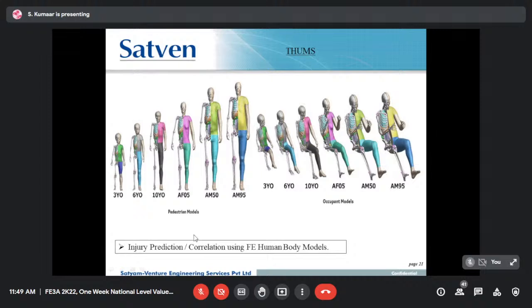When coming to occupants, these are the models: for 3 years, 6 years, 10 years, adult female 5th percentile, adult male 50th percentile, and adult male 95th percentile. These are all the models available on that website. If you're really interested, you can register on the website, download, and have a look. These models are used to predict injury and to correlate the test with the FEA simulation.